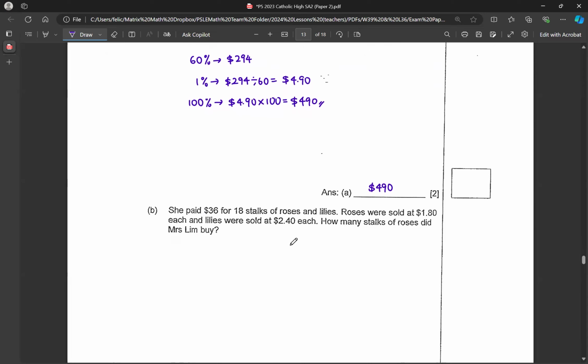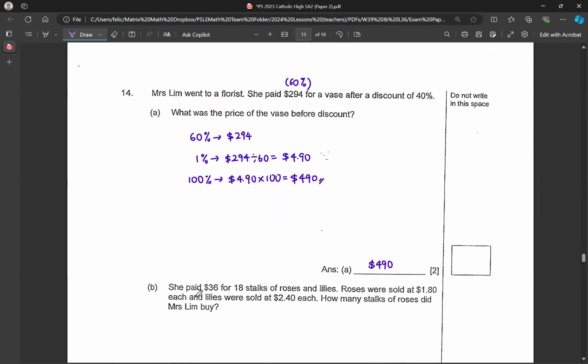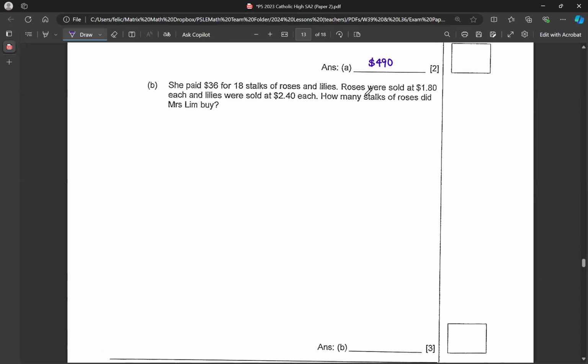Since the question asks how many stalks of roses did she buy, actually this question B has nothing to do with part A. Part A is about the cost of the vase, nothing to do with the flowers here. So when the question asks for roses, you start off by assuming the opposite. You assume all the 18 stalks are lilies. You need to write down this statement to define your assumption first.